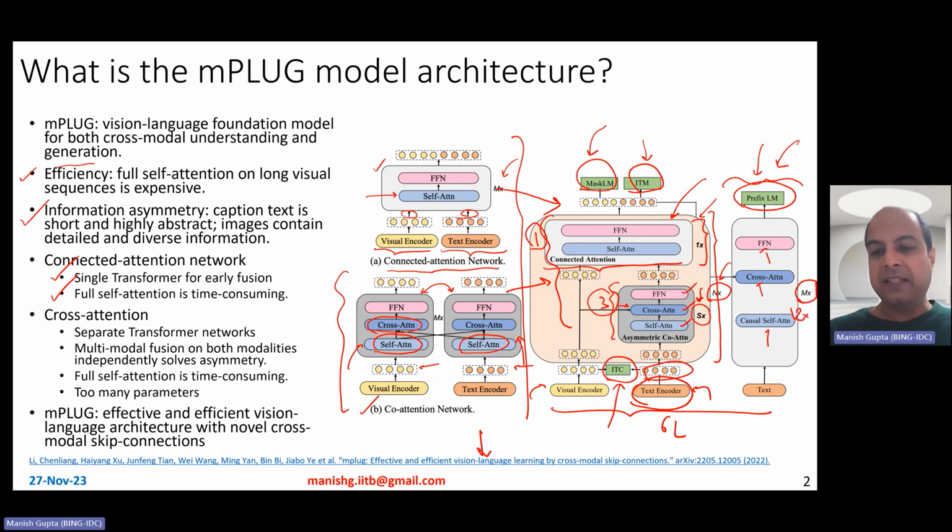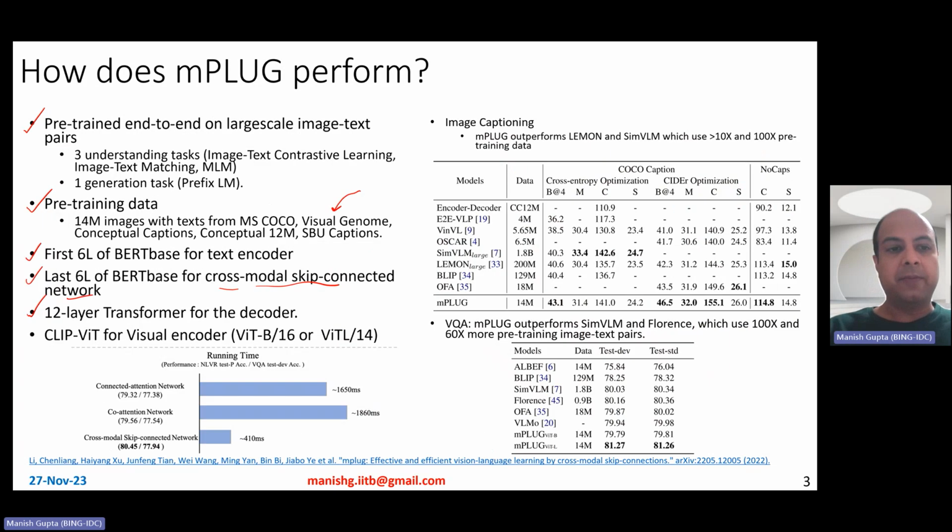And then for the visual encoder, they use the CLIP ViT model. So they actually use transformers for the visual encoder also, CLIP ViT. They use 2 different sizes, ViT-B and ViT large, and that gives you 2 sizes of the mPLUG model. Okay. So how does it perform really?